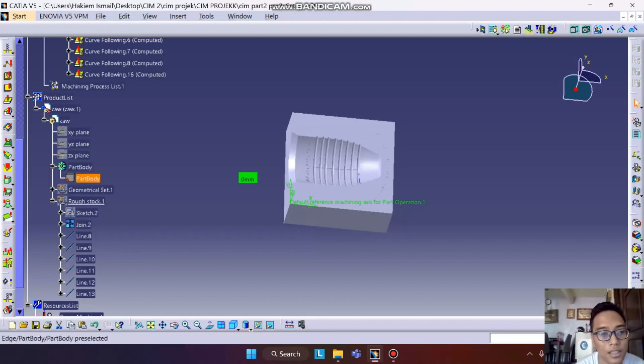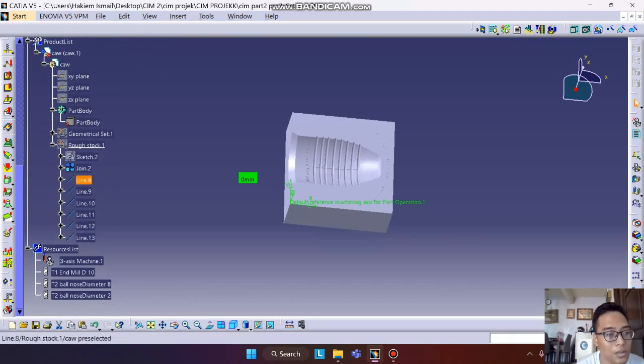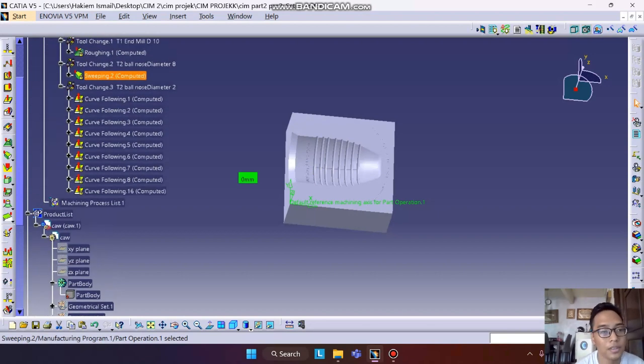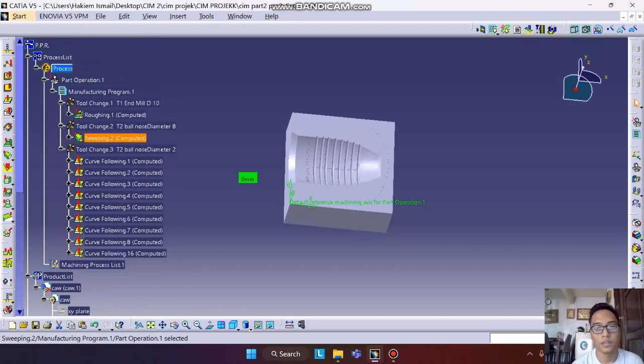The line can be seen if we show the part body and rough stock, but now we cannot see it. If we create line 8 until 13 inside this, 1, 2, 3, 4, 5, 6, 7, 8, the line should be smoothly aligned. So I will show the operation.